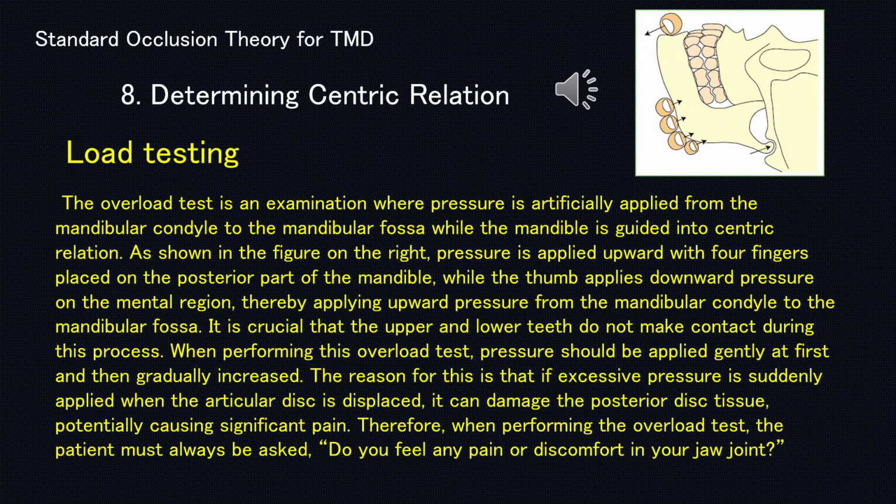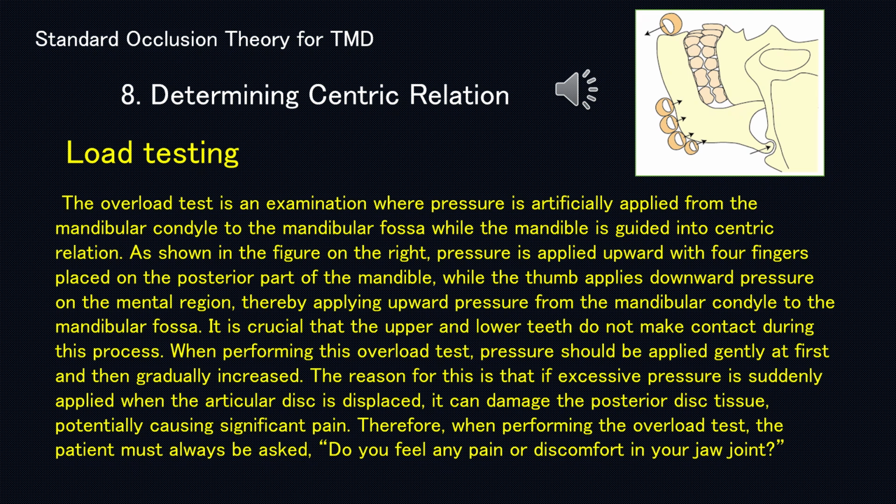Load testing. The overload test is an examination where pressure is artificially applied from the mandibular condyle to the mandibular fossa while the mandible is guided into centric relation. As shown in the figure on the right, pressure is applied upward with 4 fingers placed on the posterior part of the mandible, while the thumb applies downward pressure on the mental region, thereby applying upward pressure from the mandibular condyle to the mandibular fossa. It is crucial that the upper and lower teeth do not make contact during this process.